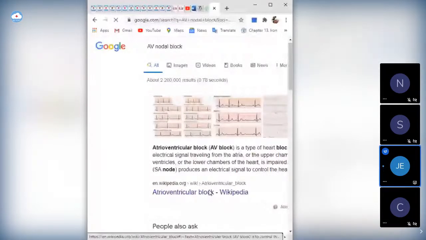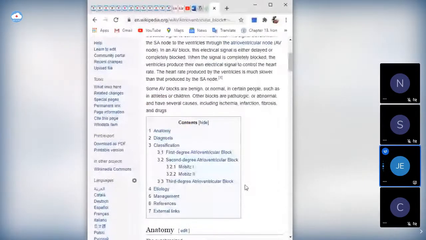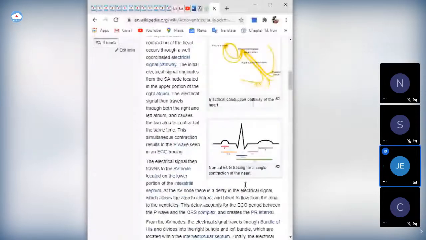So AV nodal block is a type of heart block that occurs when the electrical signal traveling from the atria to the ventricles is obstructed. That's why you call it AV nodal block. It's an obstruction in the impulse from the atrium to the ventricle. All right. So we are looking at the types. We want to find the types.